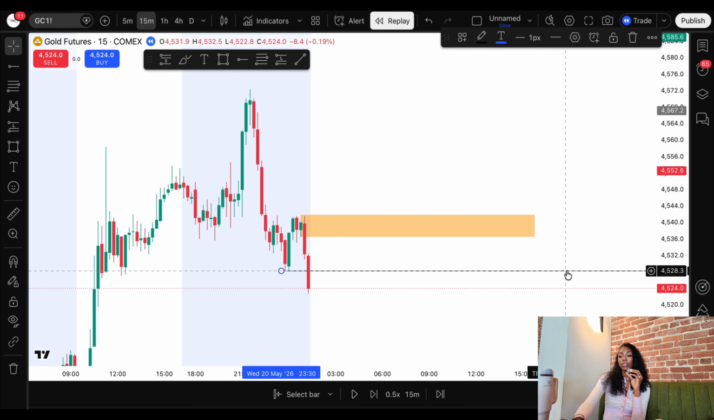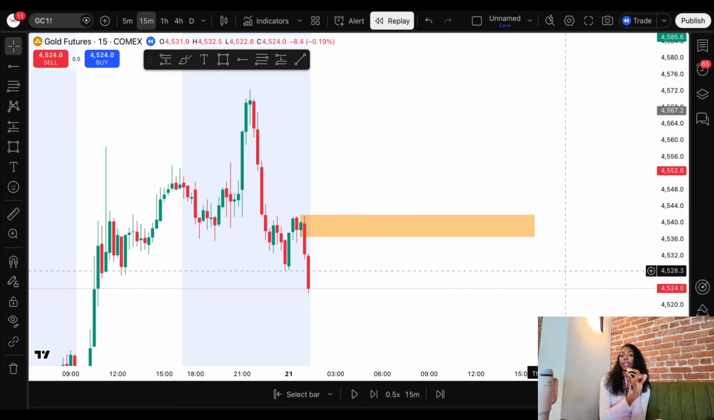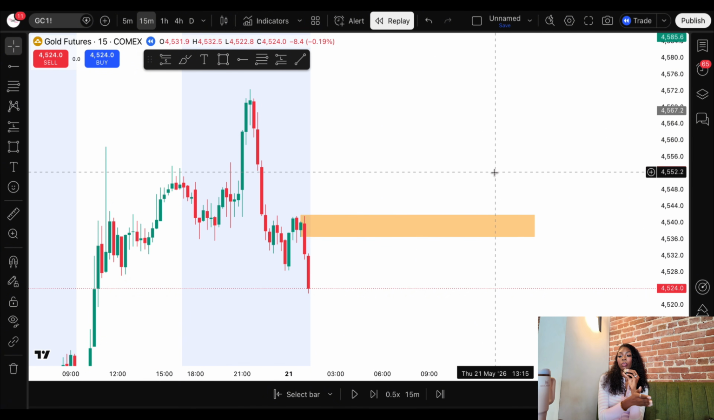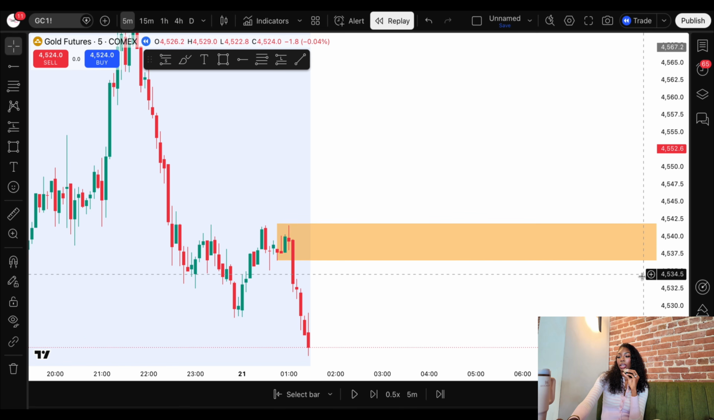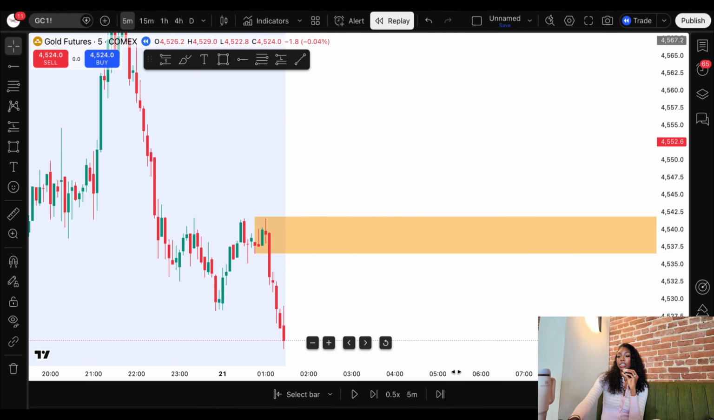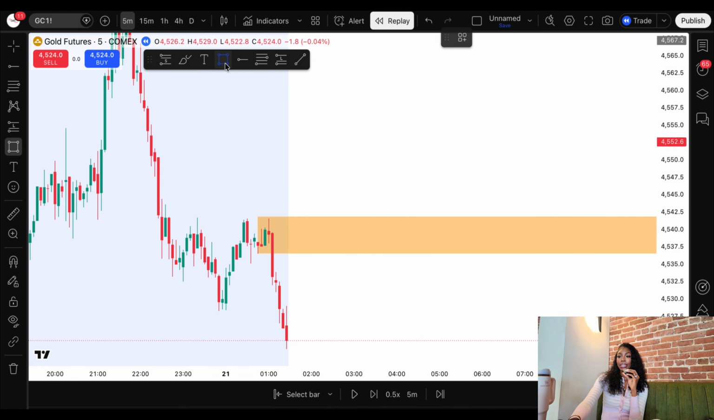Mind you, we don't enter on the 15, we're just using that to highlight our answer. So when we go to our test, hashtag our entry, we know exactly where to aim for and where our higher probability supply zone will be. Now we're going to go to our 5. Now we're here on the test. What is the answer, class? Oh, the answer is this green candle right here.